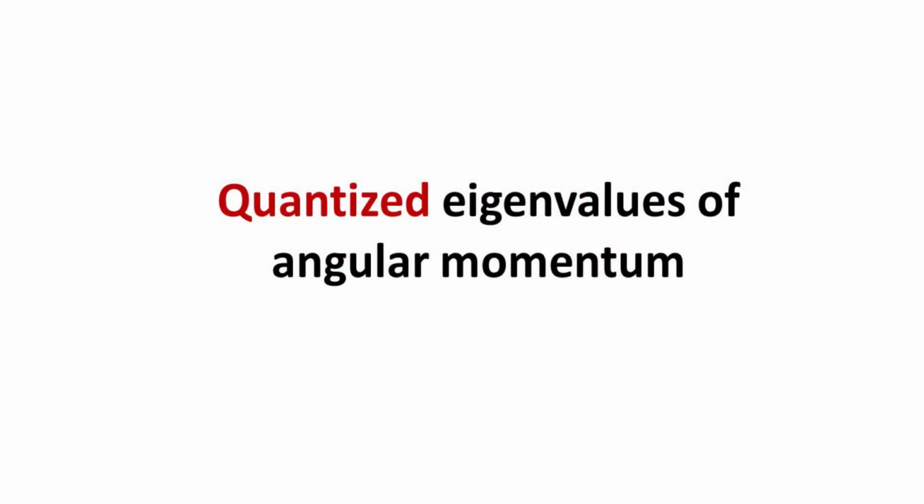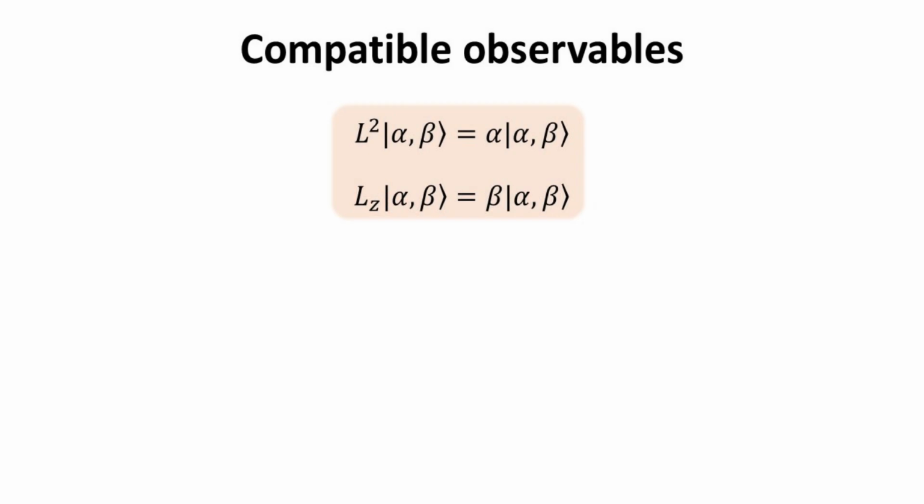Part 4. Quantized eigenvalues of angular momentum. Okay, we established that there is a quantum state that simultaneously diagonalizes L squared and Lz. Our goal in this chapter is to determine the eigenvalues alpha and beta. From our discussion in Chapter 1, we know that Lz cannot be equal to L if L is finite. Otherwise, this would force Lx and Ly to be precisely determined, or exactly 0. Certainly, the magnitude of Lz also cannot be larger than the magnitude of the total angular momentum.